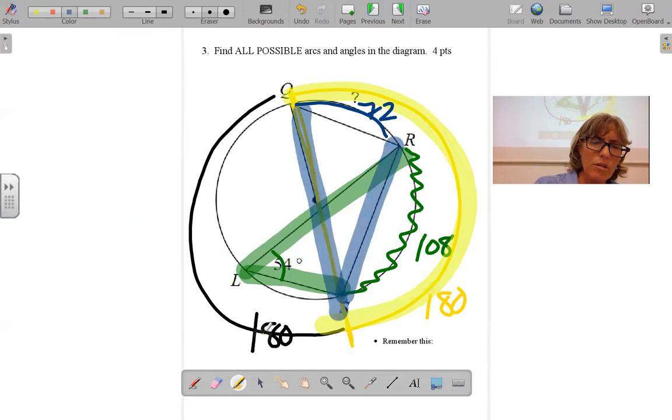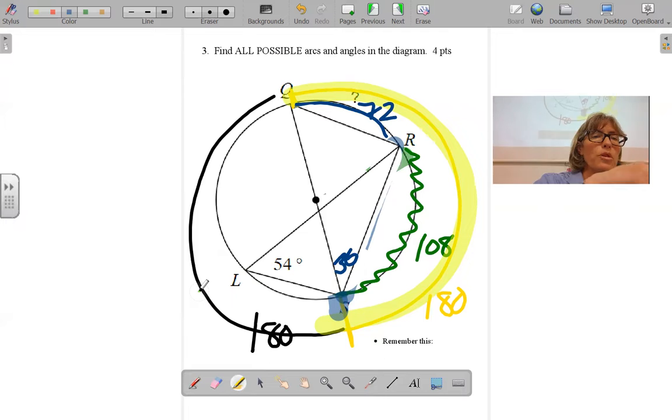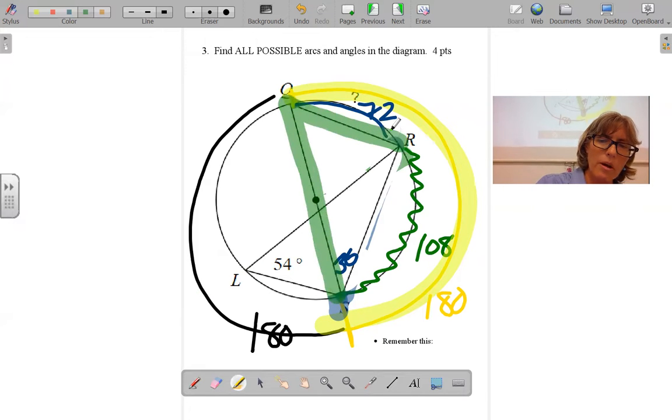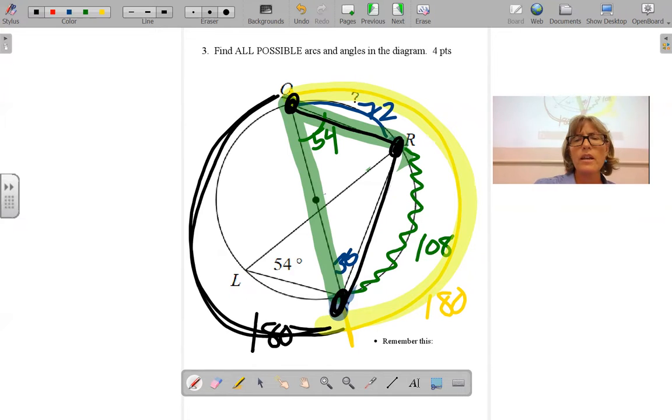This is an inscribed angle. It grabs that 72, which means back here is 36. And then if you go this way, this is inscribed and it's grabbing the 108. So that means back here is 54. And if you look at this black angle, the black angle grabs the 180. That means back here it's inscribed, it's 90.